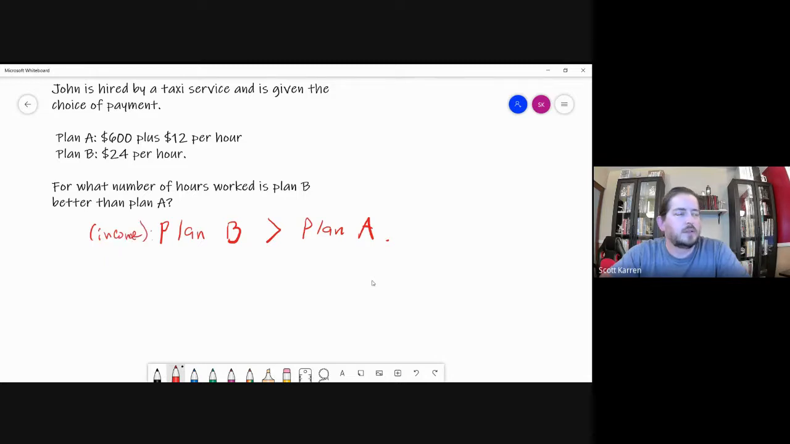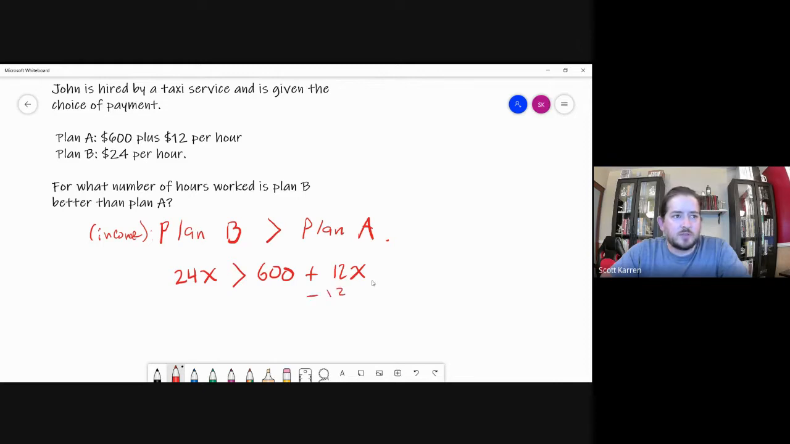The income from plan B is just $24 per hour, so I'm going to write it as 24 multiplied by x, where x is the number of hours worked. And we want to know when that's greater than plan A, which is a flat $600 plus $12 per hour, so 12 times x. Now, obviously, if you wanted to shyster the system, you just don't work any hours and you get $600 for doing nothing. But that's not the question. The question is, at what point do you choose plan B as the better pay scale? So I just have to solve this, and it's not too bad.